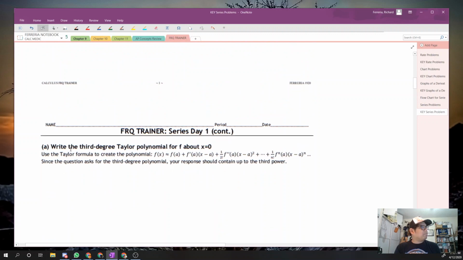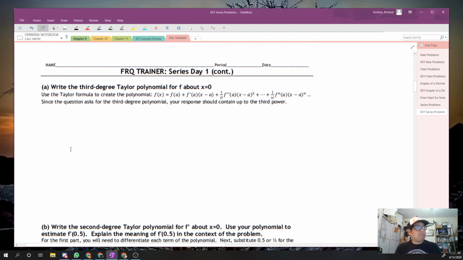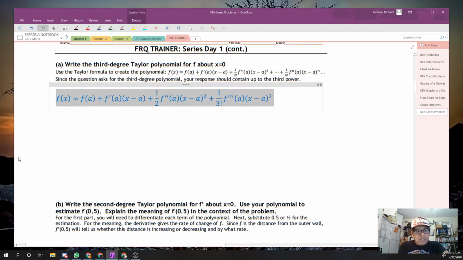Part A, write that third degree Taylor polynomial. So the idea here is if you don't have that Taylor theorem memorized, if you don't have the construction of a Taylor polynomial memorized, you got to turn around right now and just memorize that. So this part really is just substitute numbers.